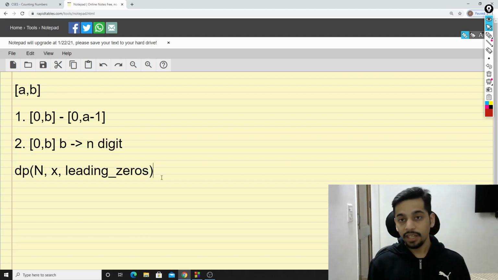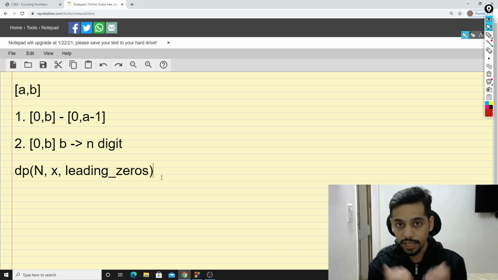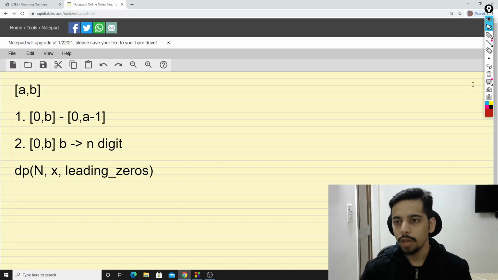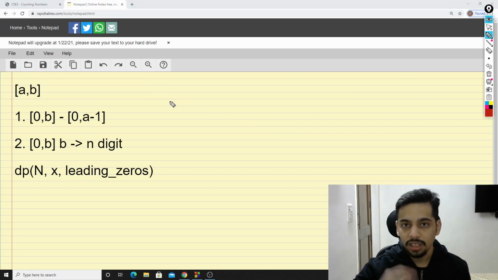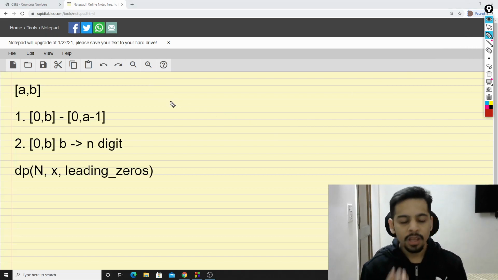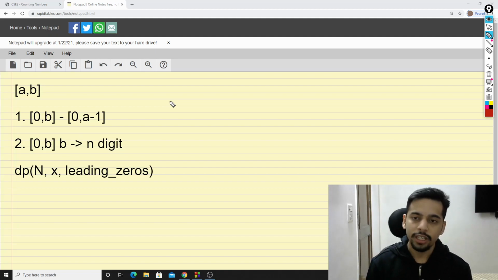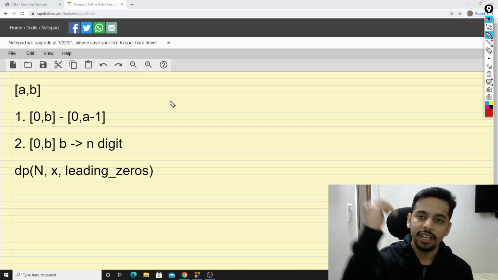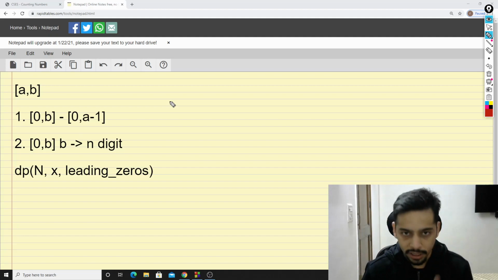Okay, and finally, one last thing to make sure that we stay under b. How do we do that? We keep another Boolean variable. A Boolean variable, namely tight, tells you whether it's possible in the future to exceed b or not. So if tight equals 1, this means that you need to make sure what is the corresponding digit of b while putting a digit at the current position.